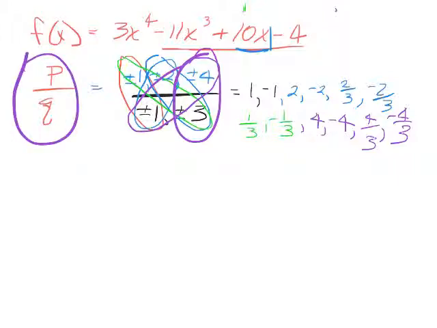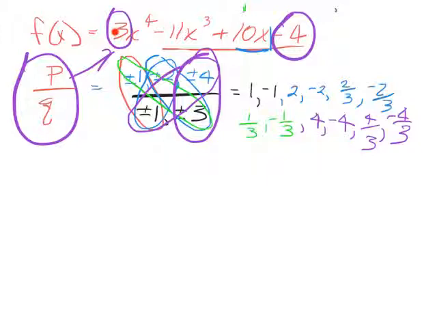And what I've said though, as far as P over Q is, if we have P and Q, and they are factors of my 3 and my -4, my first coefficient and my last constant, if P over Q is a zero of this whole thing, then P is a factor of, let me get my pointer here, and Q is a factor of here.